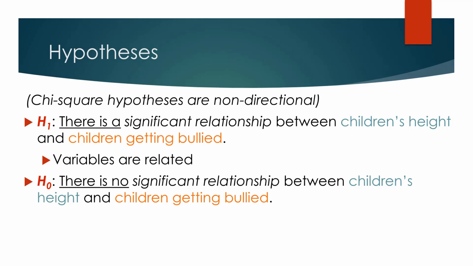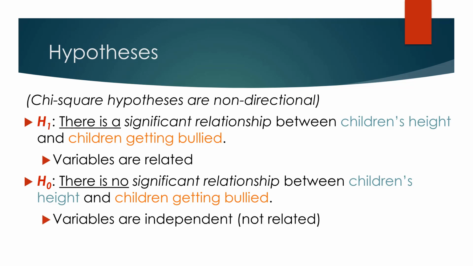Now the null says that there is no significant relationship. Remember that you can just copy and paste the alternative hypothesis for your null and just replace the "a" with the "no." There is no significant relationship between children's height and children being bullied. So essentially the null says that the variables are independent. They are not related to each other.